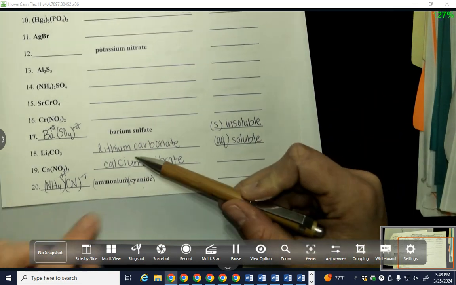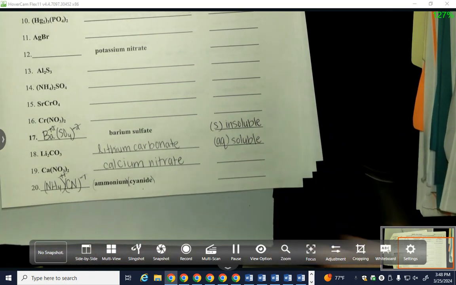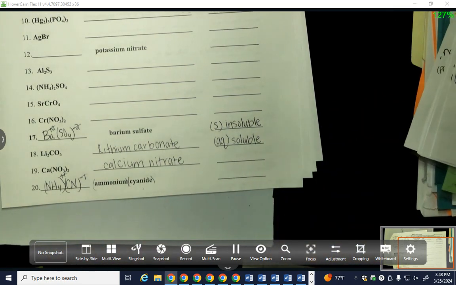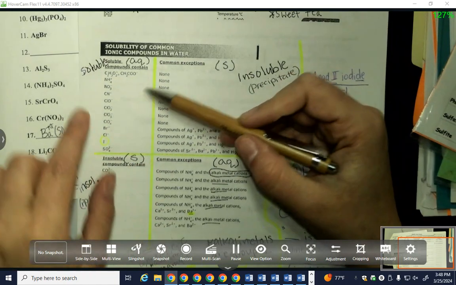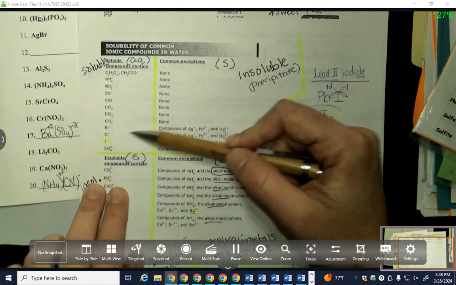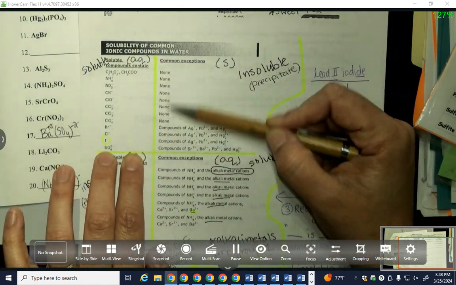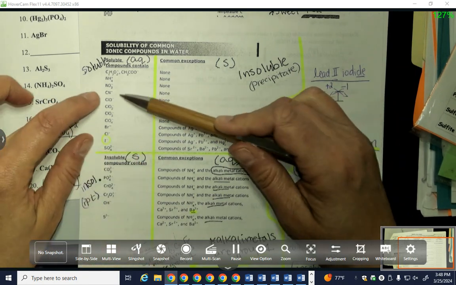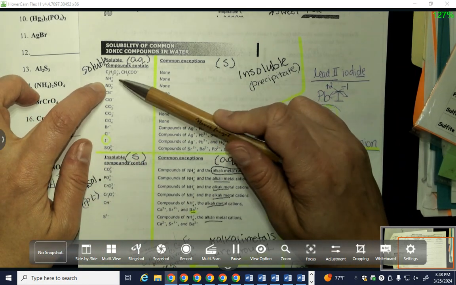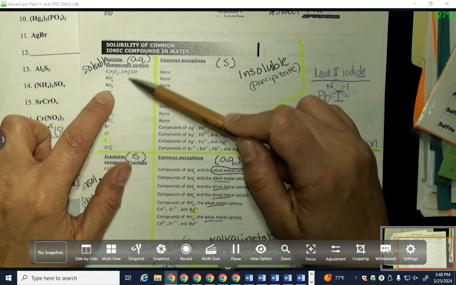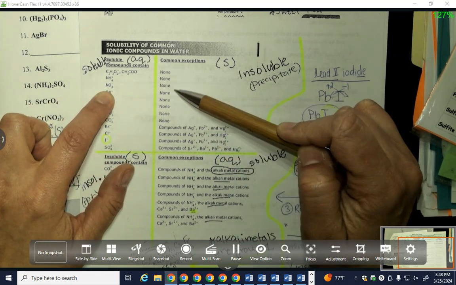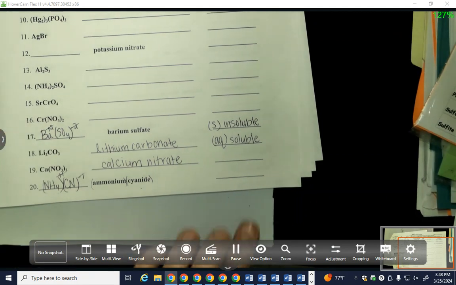The next one, calcium nitrate. So nitrate is one of those that you kind of start memorizing as always being soluble, right? Because looking up here, this is the soluble quadrant, and these don't have any exceptions to that rule. Nitrate is part of that, okay? So is ammonium, so is acetate, those things. So nitrate is soluble, no exception. So we're going to go ahead and say aqueous.